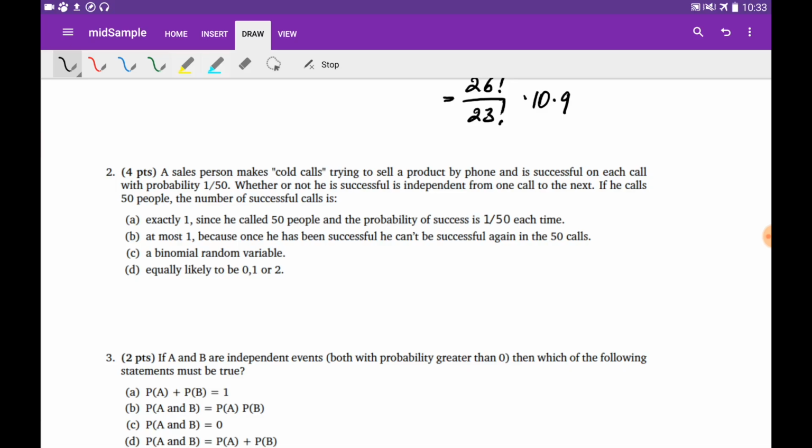The second question: the salesperson makes cold calls trying to sell some product, and the probability that the call is successful for a single trial is 1/50. Whether or not he's successful is independent from one call to the next. If he calls 50 people, the number of successful calls follows the binomial distribution.